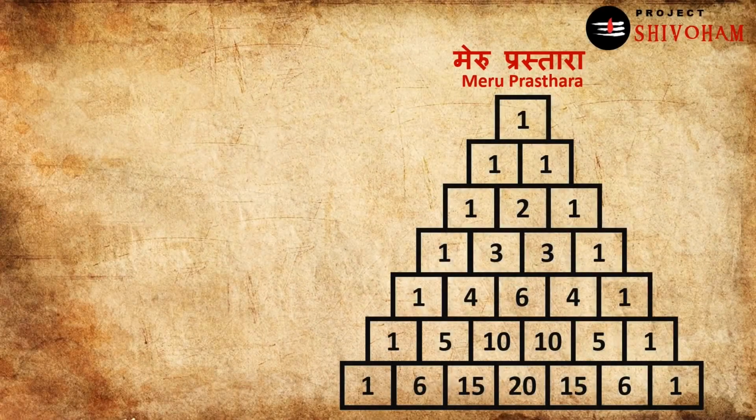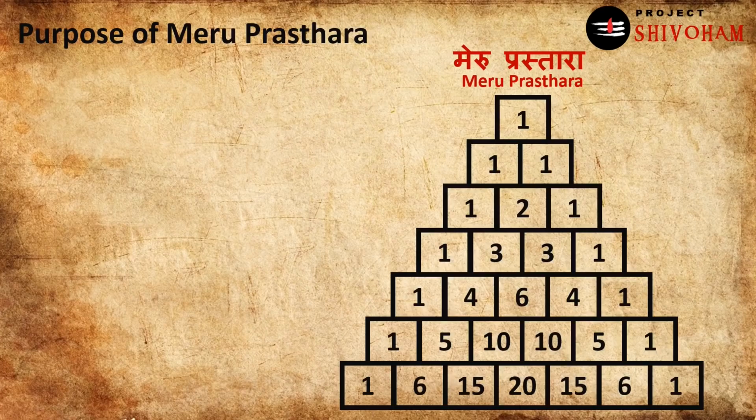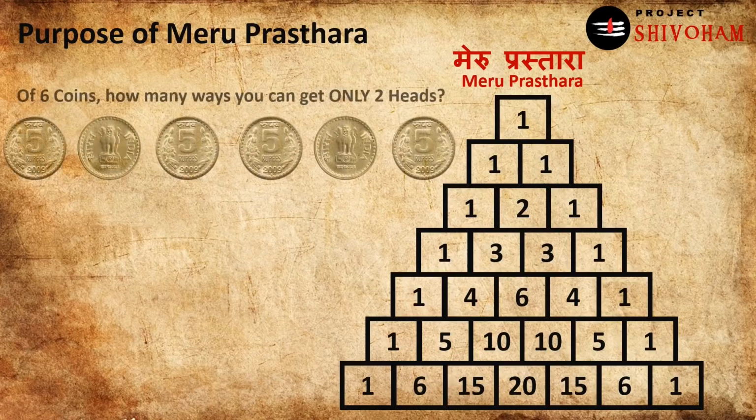Firstly, the name Meru Prasthara metaphorically represents the Mahameru Yantra of Sri Chakra. Let's not get much into this topic, but I'll briefly explain what it is in a little while. Let us understand why Pingala gave this numerical arrangement of numbers. Let's take a simple problem. Say if you have 6 coins, in how many ways we can get only 2 heads and 4 tails? In how many different ways can I get these combinations?